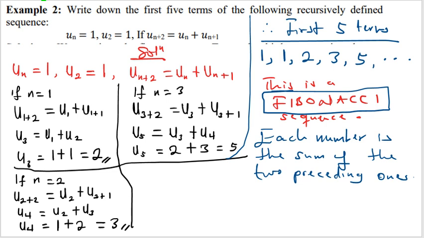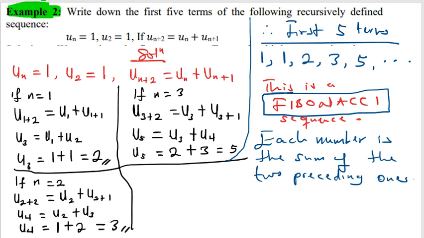Now let's end this section with example 2. Write down the first 5 terms of the following recursively defined sequence. Now we have u1 is 1, u2 is 1, then we have u(n+2) is equal to u(n+1) plus u(n). We are going to use this definition to find the sequence. So let's start.